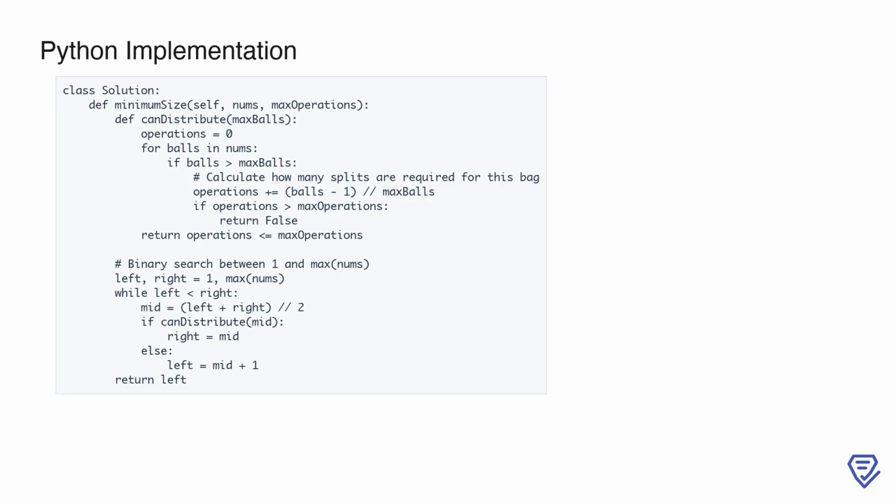The process continues until the left pointer converges with the right pointer, at which point the smallest valid max balls value is returned. This approach ensures an efficient solution with a time complexity of O(n * log(max(nums))), where n is the number of bags. The binary search reduces the range of possible values logarithmically, while the loop in canDistribute processes all bags in linear time for each binary search step.